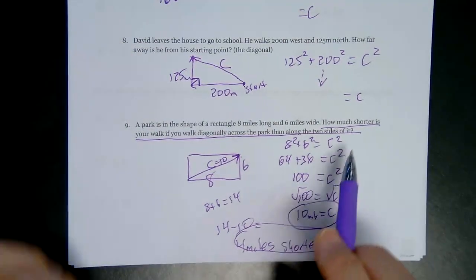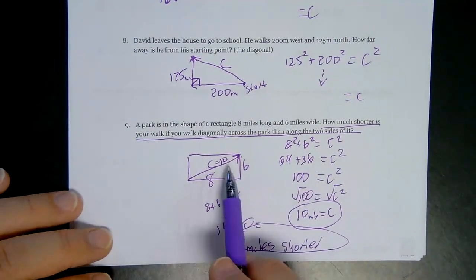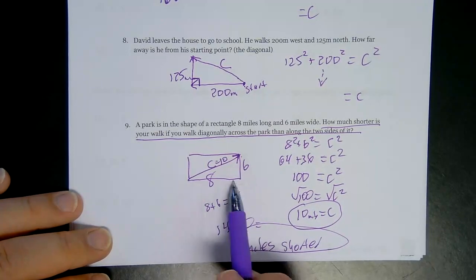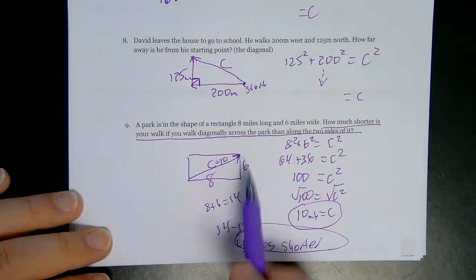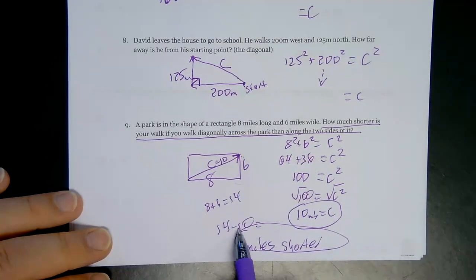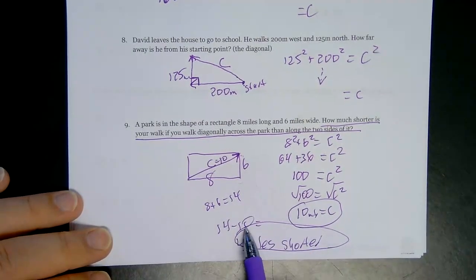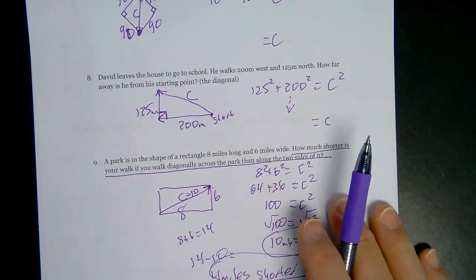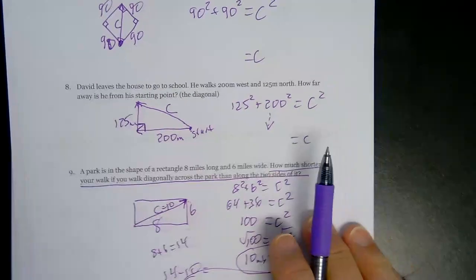So again, notice it wasn't just not only finding the diagonal, but I had to find how short it was going around my figure halfway, going 8 and then 6. Add those up and then take it away from the diagonal length, which is 10, and final answer 4 miles shorter. Alright, you guys finish the rest of them up and we'll work on the next handout.